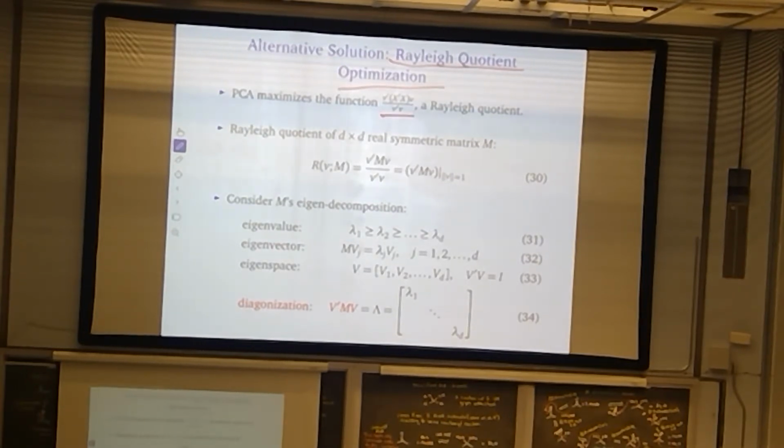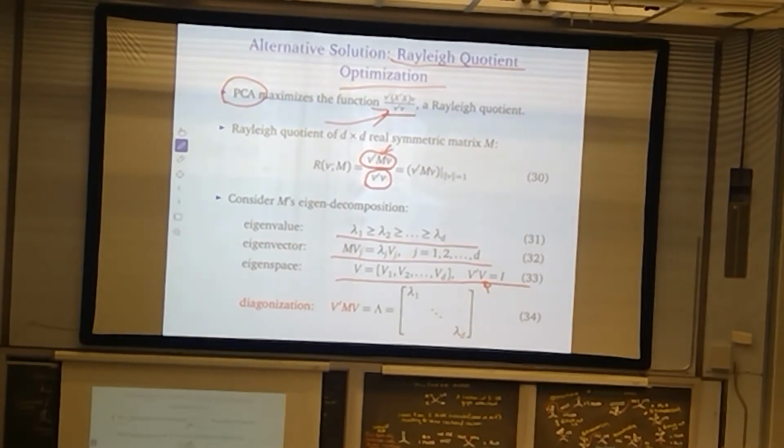The Rayleigh quotient is defined as follows: if M is a D by D real symmetric matrix, the quadratic form of this divided by the norm of V is called a Rayleigh quotient. And we have a way to solve this. I'm going to give an alternative solution to what we have, because PCA is just a special case of the Rayleigh quotient optimization. Consider M's eigendecomposition. This shows that the eigenvalues are ordered, and this is just the definition of the eigenvector. And this is the eigenspace. We know all eigenvectors are orthonormal.